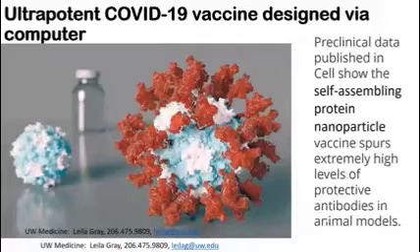level of protective antibodies in animal models. So extremely high levels of antibodies in animal models. If you give a small amount, it produces a large number of antibodies. So now people are trying to develop more and more novel types of vaccines with less and less danger.